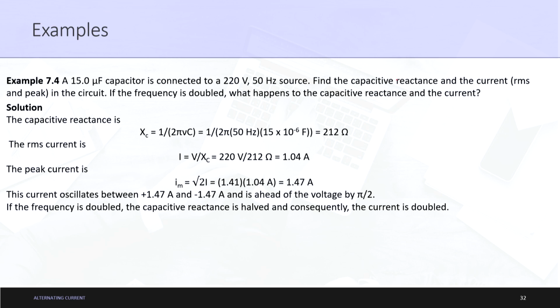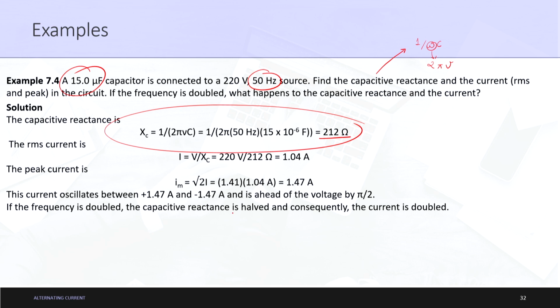First of all, let us calculate the value of capacitive reactance. What is the value of capacitive reactance? It is nothing but equal to 1 upon omega C. Capital C is given to you in the question. Omega is nothing but equal to 2 pi into nu. Nu is given to you as 50 hertz, correct. So, just try to write everything, you will get the value of XC as nothing but equal to 212 ohms. First question is done.